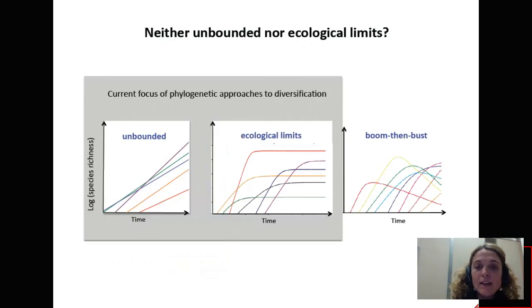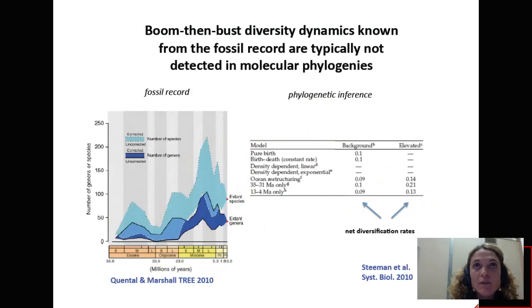So yeah, as I said, this is seen in the fossil record quite a lot, and in particular, it's a pattern that has been shown for cetaceans. Here, that's what you see on the left from a paper by Cantor and Marshall, where we see for the cetaceans an increase in diversity until 10 million years ago, and then a decline starting 10 million years ago.